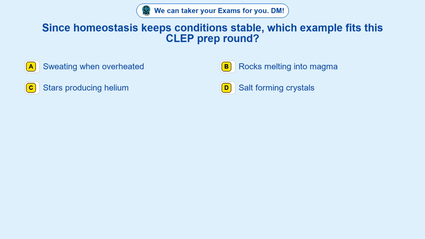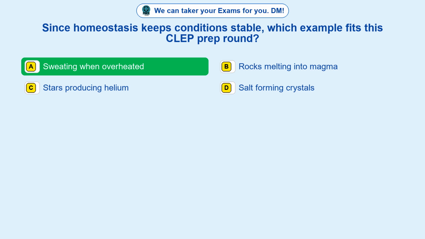Question 20. Since homeostasis keeps conditions stable, which example fits the CLEP prep round? Option A. Sweating when overheated. Option B. Rocks melting into magma. Option C. Stars producing helium. Option D. Salt forming crystals. The correct answer is option A.